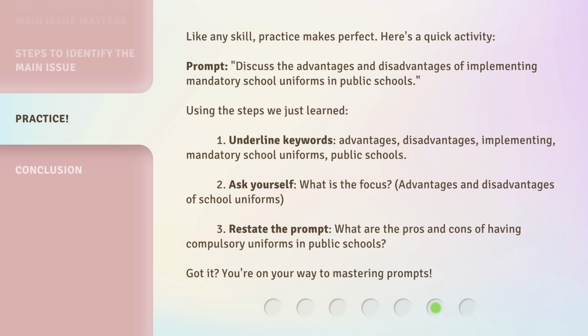Here's a quick activity. Prompt: discuss the advantages and disadvantages of implementing mandatory school uniforms in public schools. Using the steps we just learned: 1. Underline keywords. Advantages, disadvantages, implementing, mandatory school uniforms, public schools. 2. Ask yourself, what is the focus? Advantages and disadvantages of school uniforms. 3. Restate the prompt. What are the pros and cons of having compulsory uniforms in public schools? Got it? You're on your way to mastering prompts.